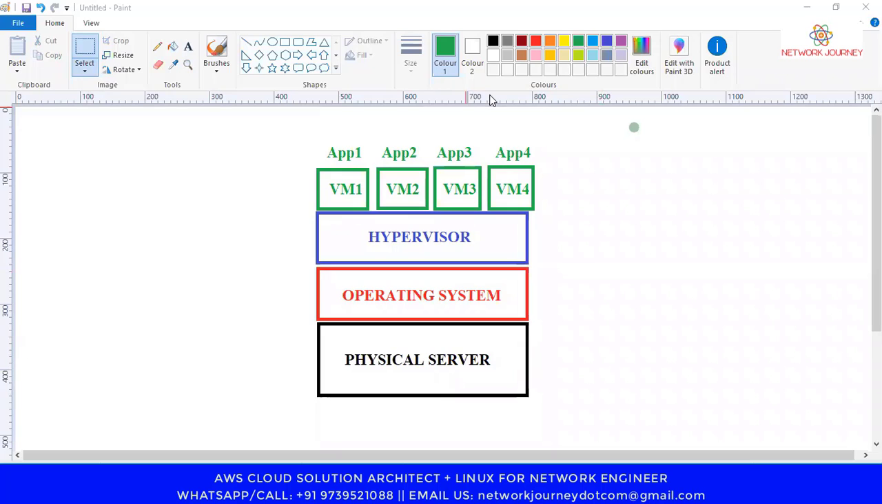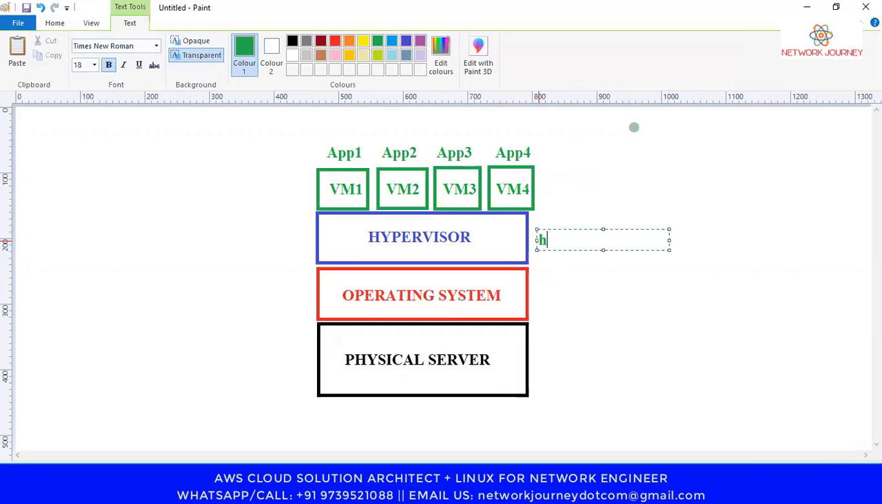For this also various vendors are there. The hypervisor can be different products, we have various products. From Microsoft we have something called Hyper-V. From VMware we have something called ESXi, or I can generally select VMware. So these are all hypervisor products.